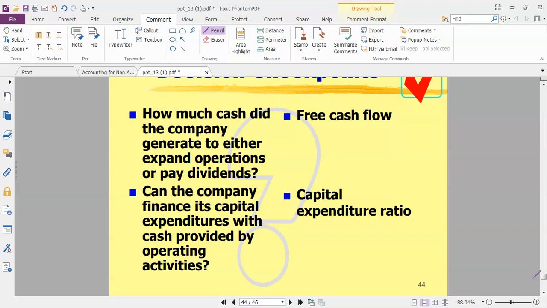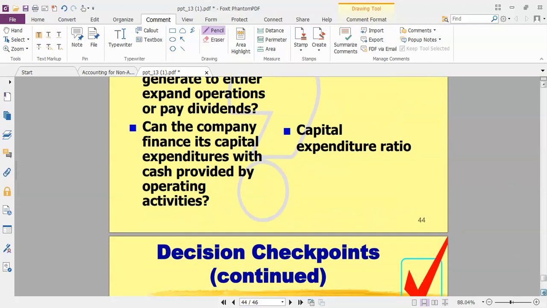Okay, we use the money, and then we can use the asset throughout the years, more than 1 year. So the asset can benefit the company for more than 1 year. So that is the capital expenditure, so that you can know how much is the free cash flow of the business, and then the ratio of the capital expenditure.